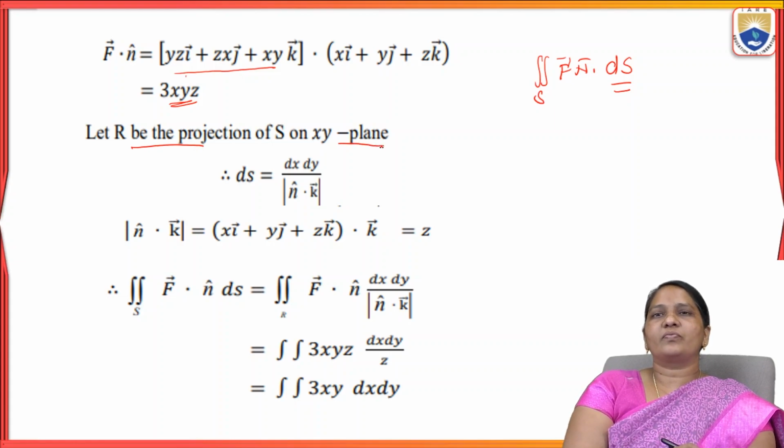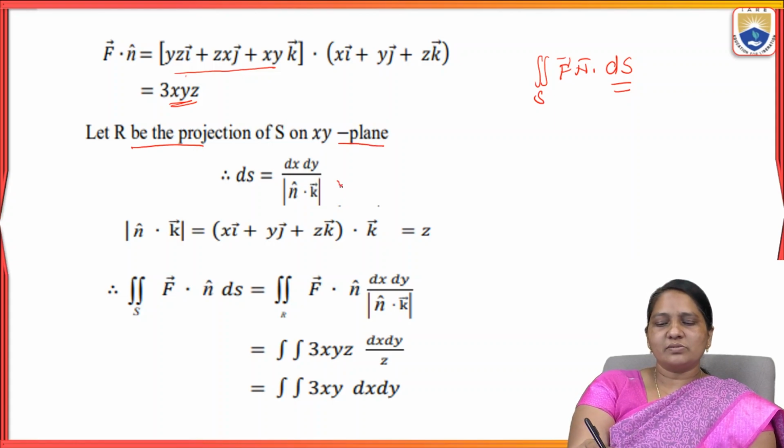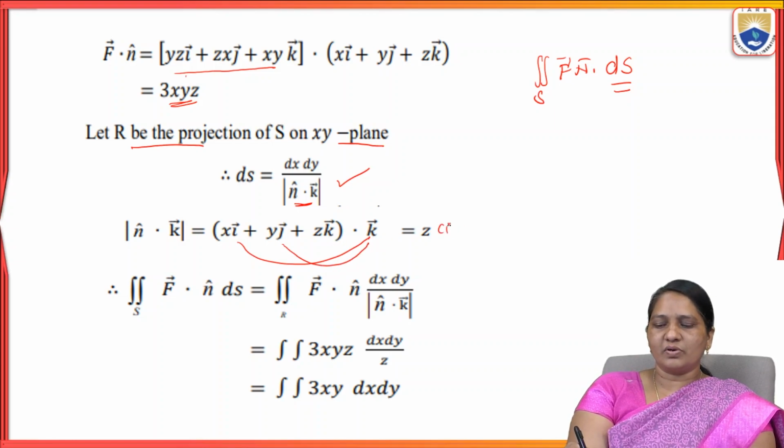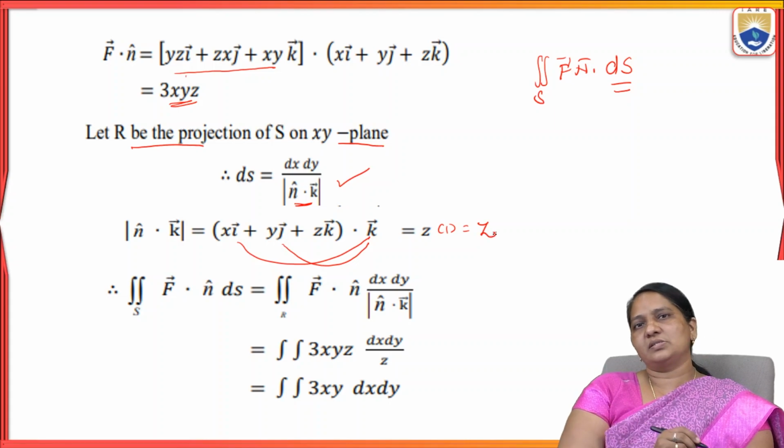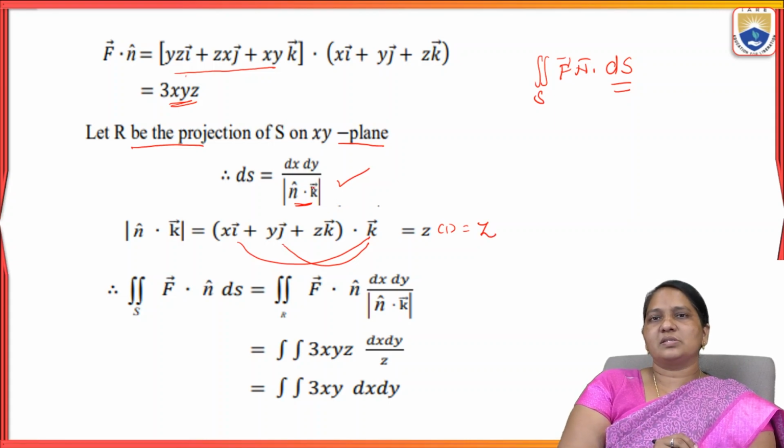Let R be the projection of S on the xy plane. So on the xy plane the formula is dx dy by the modulus of n cap dot k. I already know the n value, so we are going to calculate n dot k also. The n value is xi plus yj plus zk, dot k. So i dot k is 0, j dot k is 0, and finally z into k dot k is 1. So n dot k value is z.